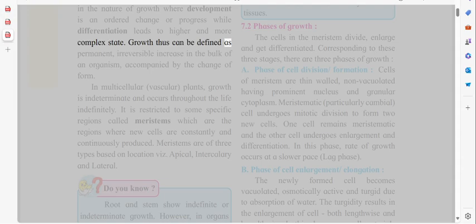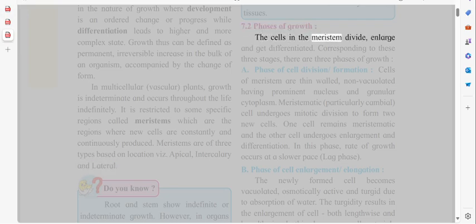Growth thus can be defined as a permanent, irreversible increase in the bulk of an organism, accompanied by the change of form. In multicellular vascular plants, growth is indeterminate and occurs throughout life indefinitely. It is restricted to some specific regions called meristems, which are the regions where new cells are constantly and continuously produced. Meristems are of three types based on location, viz. apical, intercalary, and lateral.